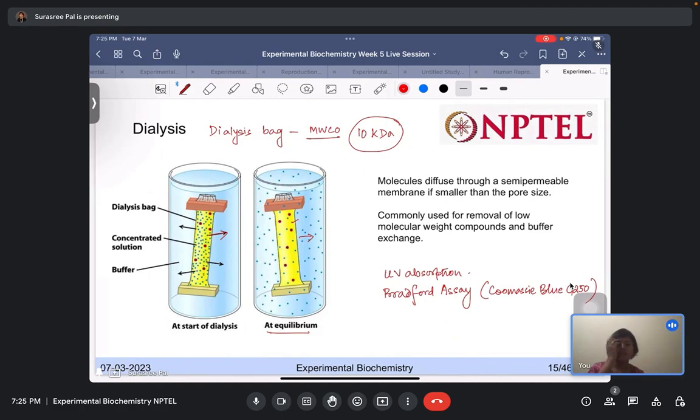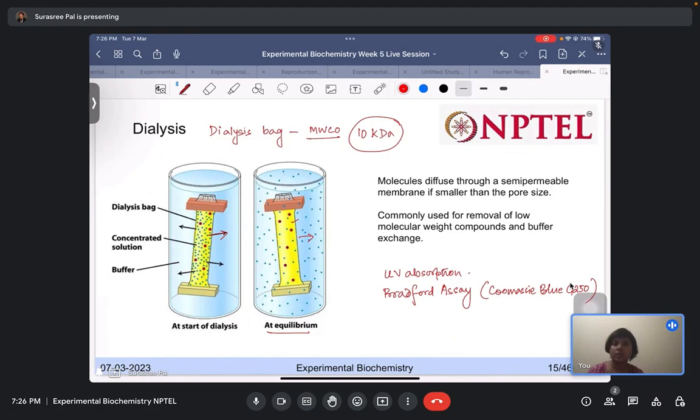So often we have to exchange the buffer of our solution, because suppose we have purified our protein using nickel NTA chromatography. So we have eluted our protein with a particular imidazole concentration. Suppose it is 150 millimolar imidazole where our protein is eluted out. So the protein sample that we have collected from the column will have this 150 millimolar imidazole concentration. Now if we need to use the protein or store the protein, then we need to change this buffer, or remove this imidazole from the protein.